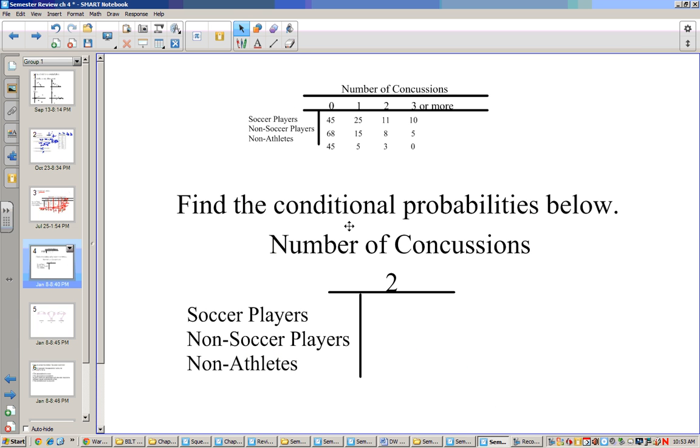If it says find the conditional probabilities, this hopefully you can see connects to Chapter 6. The conditional probabilities for having 2 concussions: if I just look at this row, that's 11, 22. So now it would be 11 out of 22, or 0.5 of the people with 2 concussions are soccer players. Non-soccer players would be 8 out of 22, and then non-athletes would be 3 out of 22.